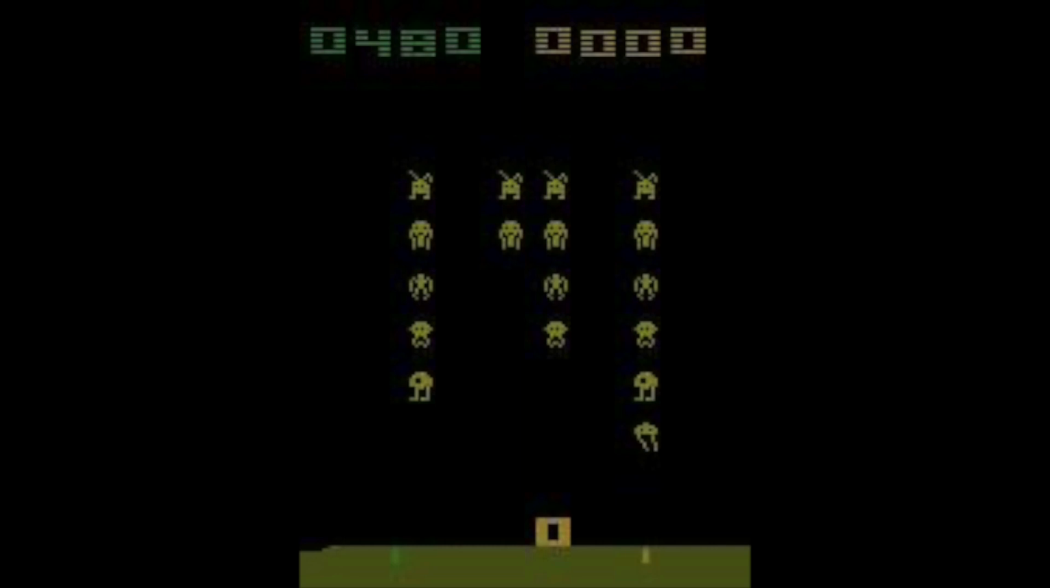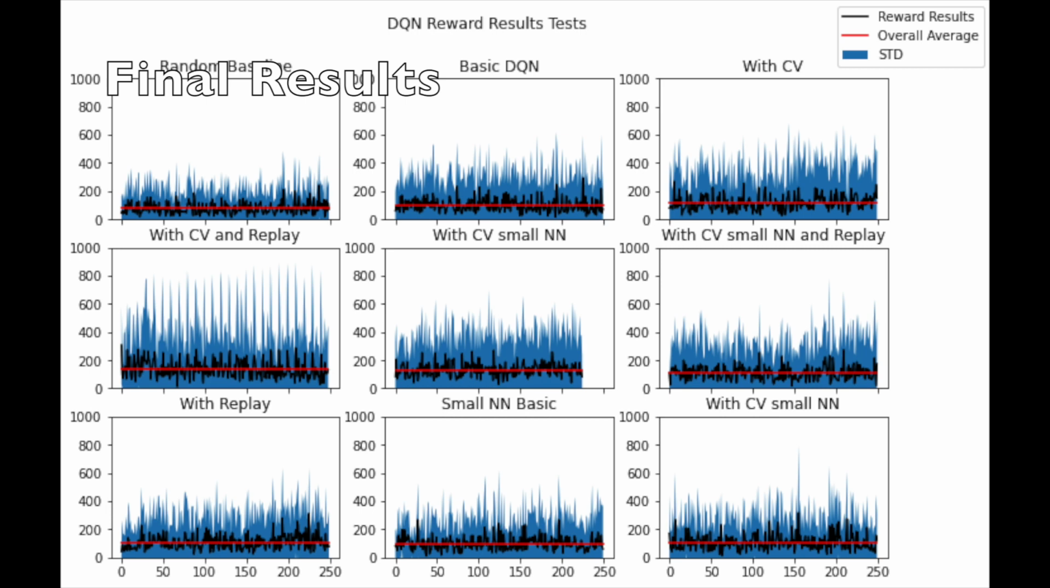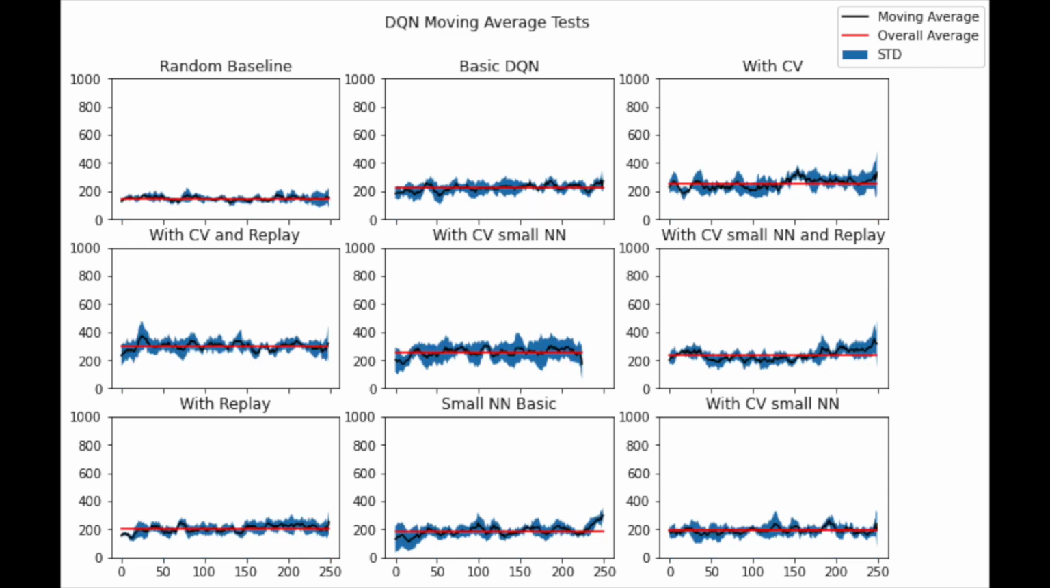Now in the background of the video, you can see the results. The first results that we had were the reward results, and these are kind of hard to distinguish any clear trend. So if we look at the moving average tests that were done over 10 episodes, you can see clearly the random baseline consistently was beaten by all the different DQN algorithms. But the best result came with the computer vision and the replay buffer with the large neural network.